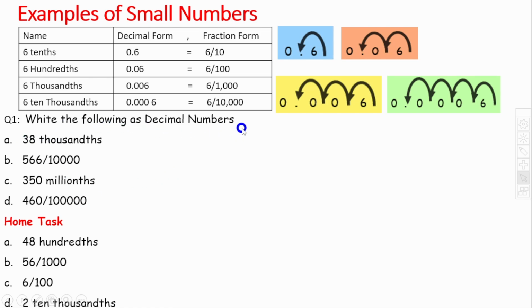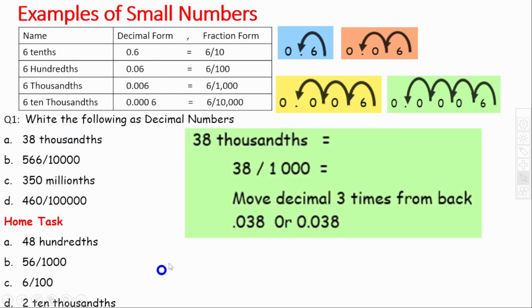Write the following as decimal numbers. You can see we are trying to write the decimal form of these numbers. So how do we write it? They gave us the name and want us to get the decimal form. So what we do is this: a 38 thousandth. First convert it to fractional form. You can see thousandth. It means 38 over 1,000, right? Now that it's in fractional form, convert it to decimal form.